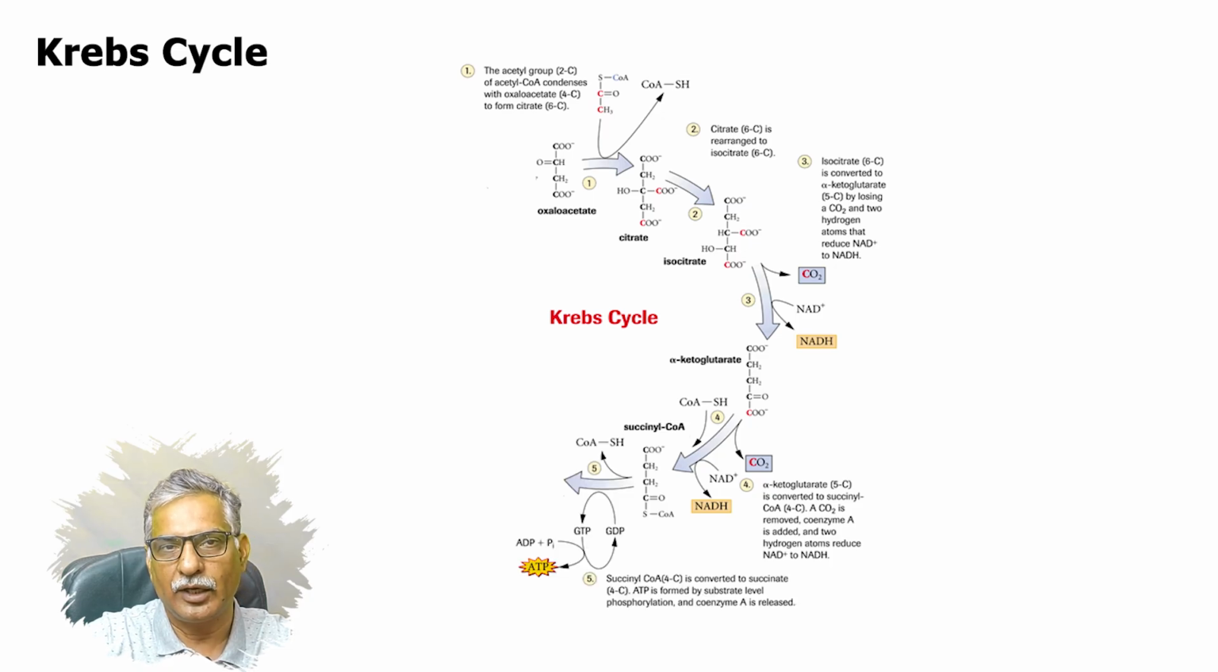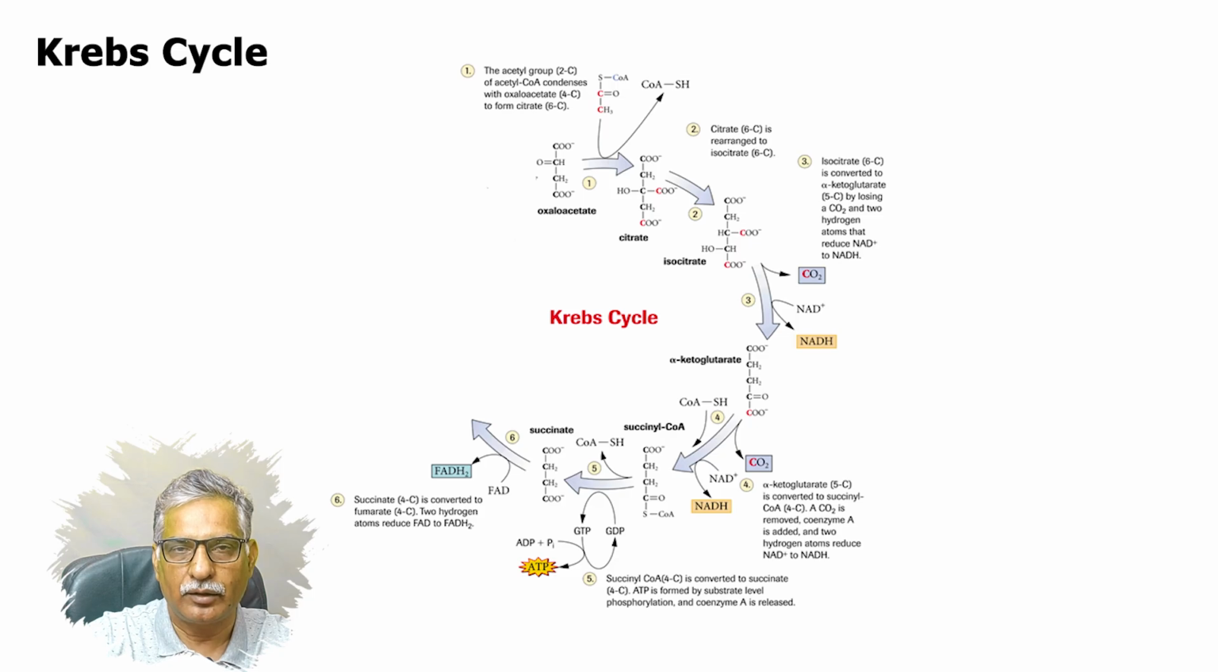This succinyl coenzyme A is a 4-carbon molecule with one coenzyme attachment. In the next step, this succinyl coenzyme A will split, releasing coenzyme A, and it will be converted into succinate, that is a 4-carbon molecule. Release of coenzyme A will result in the release of energy as well. During this process, when coenzyme A is released from succinyl coenzyme A, energy will be lost to the surroundings, and that energy is sufficient to raise an ATP molecule.